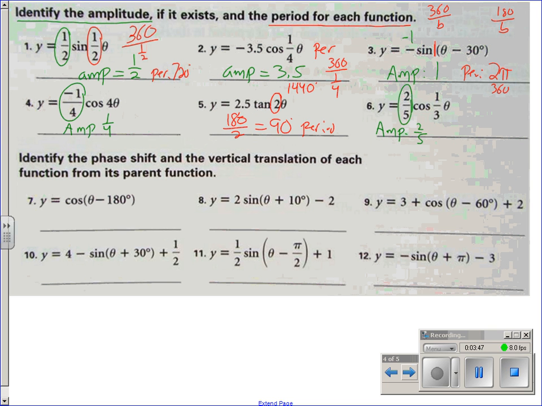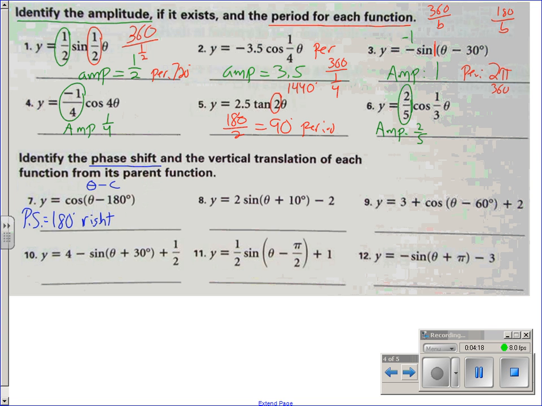For the next set of questions, it says identify the phase shift. That was your left to right shifts. That's the theta minus c. So we are subtracting 180. So this is 180 degrees. Because we are subtracting a positive 180, this is a shift to the right. So phase shift, capital P, capital S.